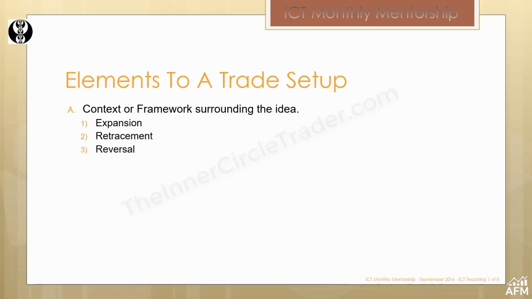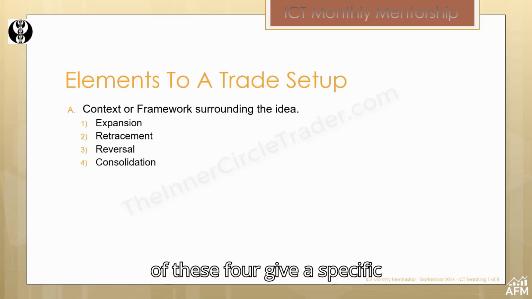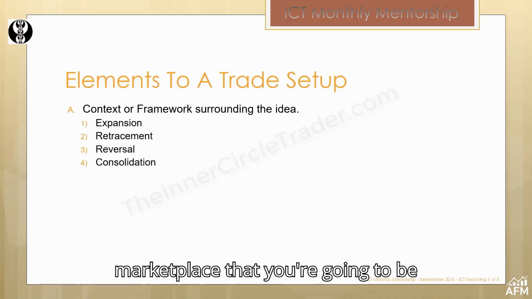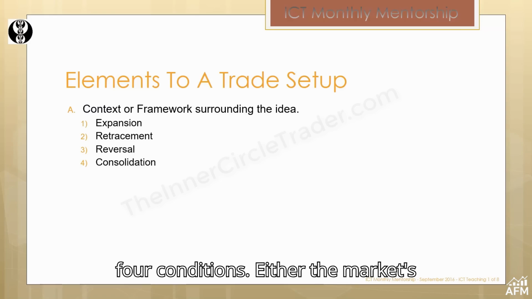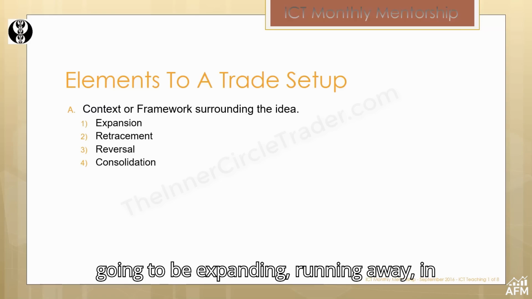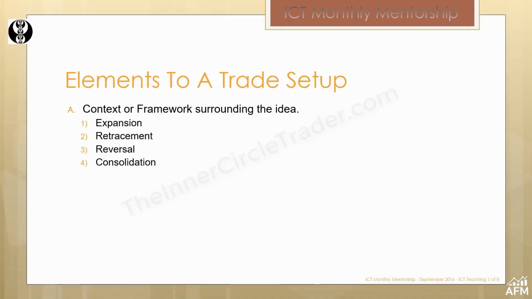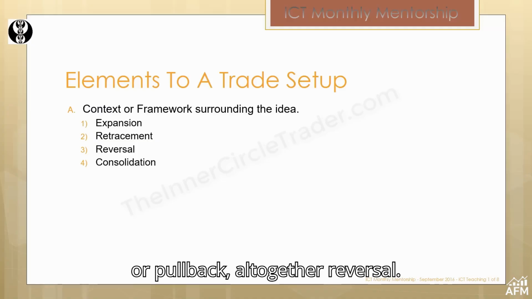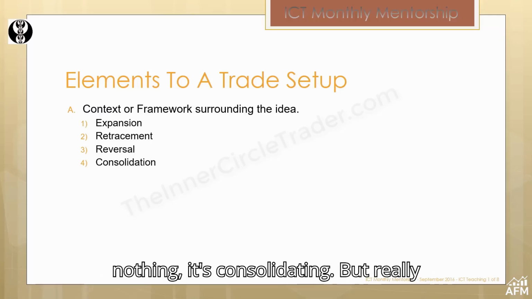reversal, and lastly, consolidation. Now, each one of these 4 give a specific framework and a context to the marketplace that you're going to be trading in. They can only be one of these 4 conditions. Either the market's going to be expanding, running away, in other words, trending, a retracement or a pullback, altogether reversal, and obviously when the market's doing nothing, it's consolidating.